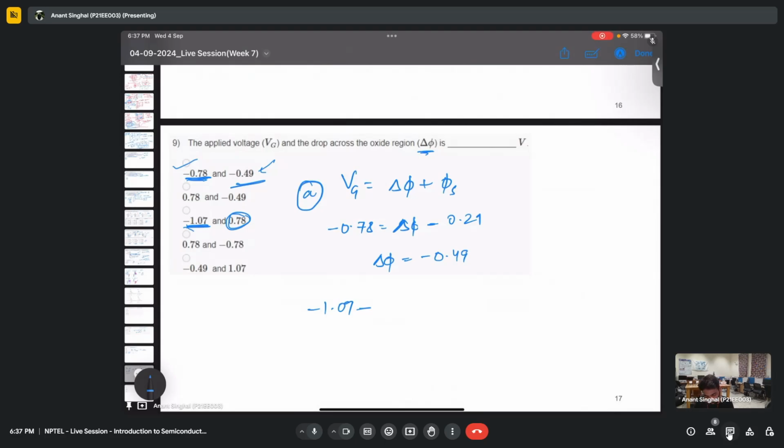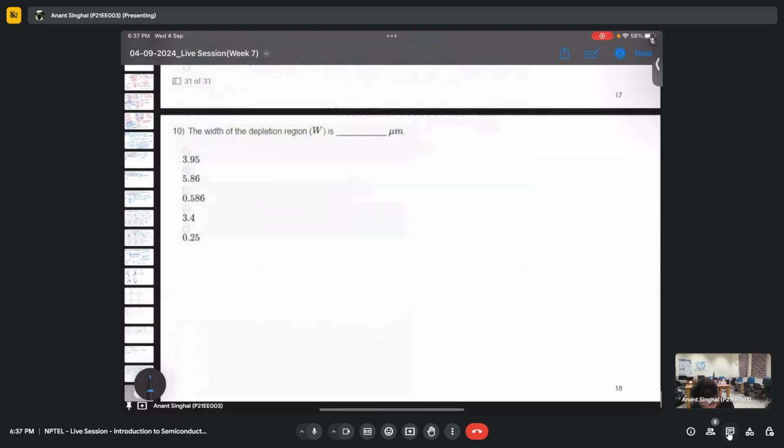Is it fine with everyone? Okay, so let's go down. Now the width of the depletion region. Can anyone tell the formula for that? I guess you remember it is 2 epsilon Si by q ND times VBI. Sorry, that was for a diode. Here it will be the surface potential, the difference between the bulk and the interface. Is it fine with everyone?